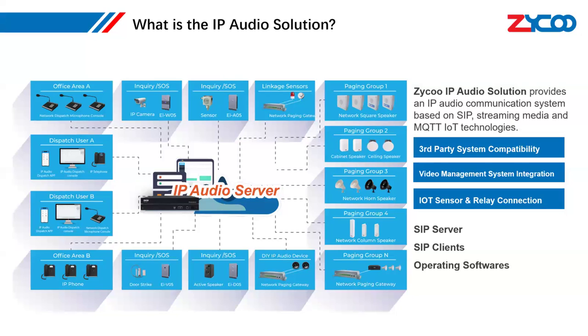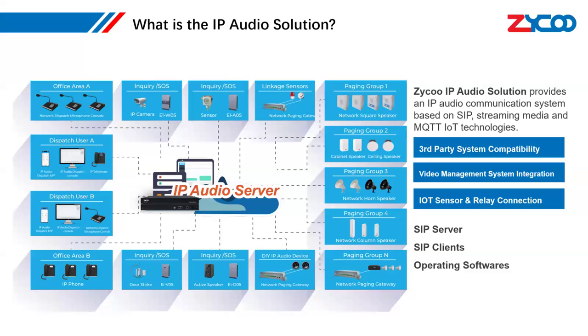The SIP clients are the terminals, like the microphone, intercom, IP cameras, or other speakers. They can perform functions like playing music or delivering broadcasts. And the operating software is the software we develop, such as the client software, dispatch console, or apps like the audio config app or something else.